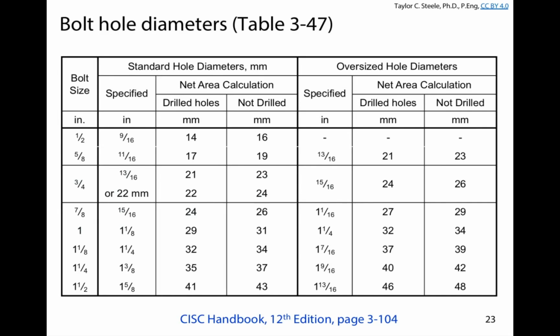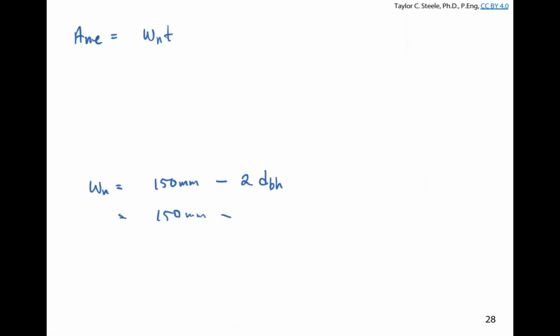Okay, so you don't have to err on the side of conservative. Most of the time, they're going to be drilling the holes, and you can take that value. So for us, we're at 5/8 of an inch, drilled holes. That tells us that for our net section fracture calculations, we're going to consider a hole diameter of 17 millimeters.